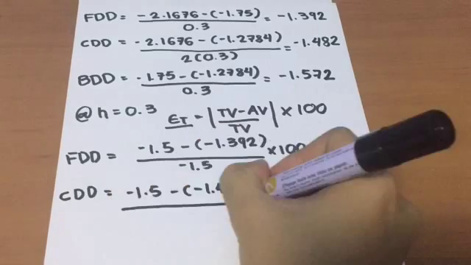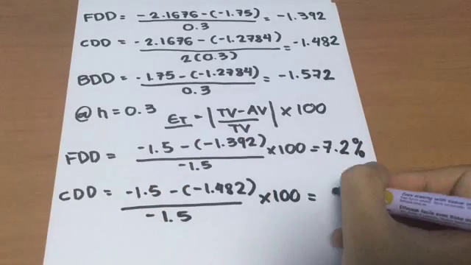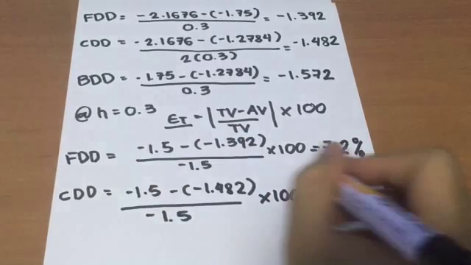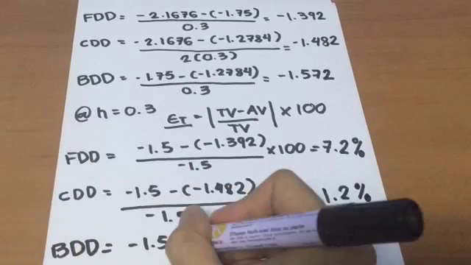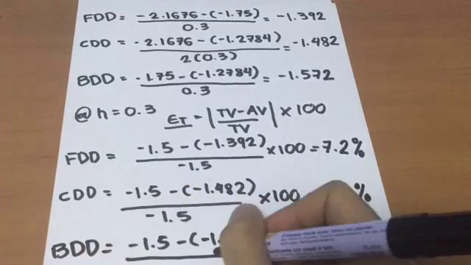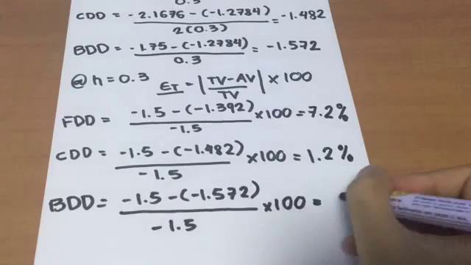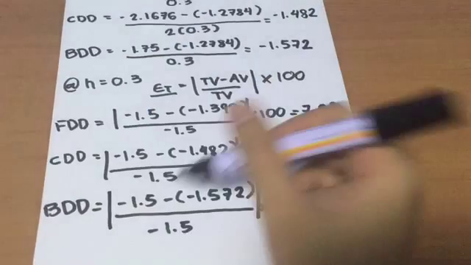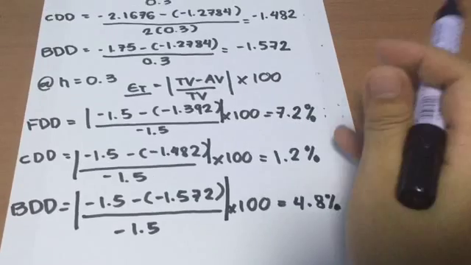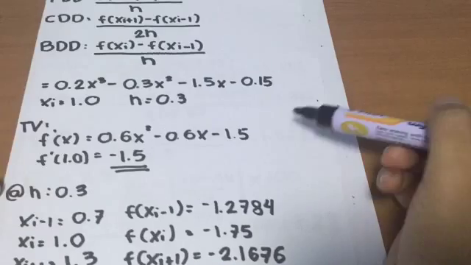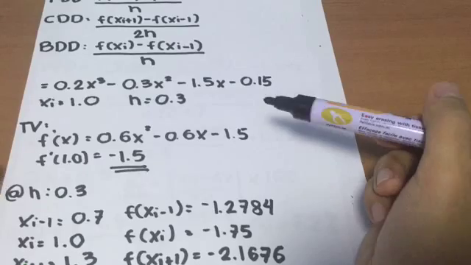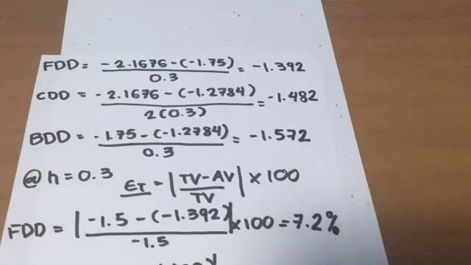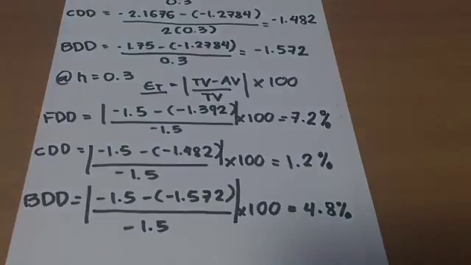For our CDD, let's see what we got. And we have 1.2%. That is smaller than our FDD. And for the BDD, we have 4.8%. Still smaller than our FDD. So we can say that CDD is the most effective way in getting our true value because it's close.